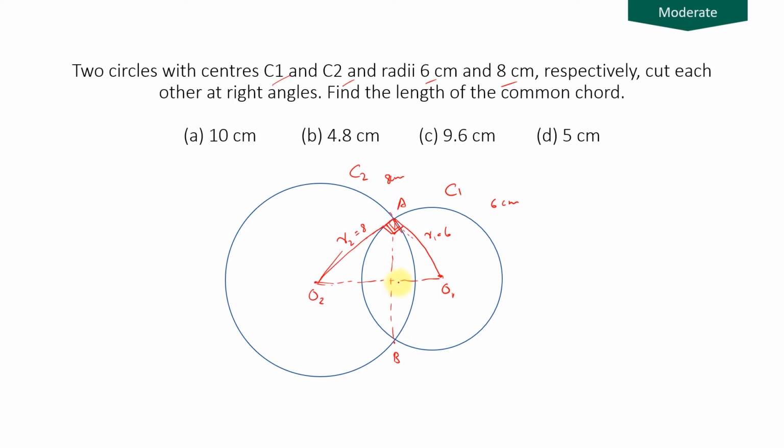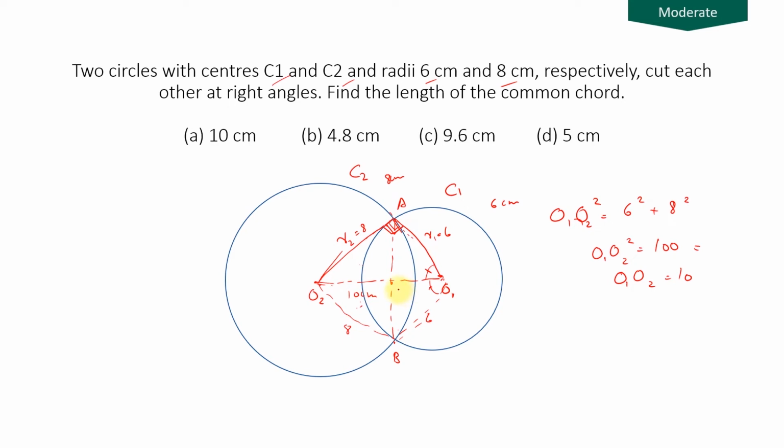Now first of all, we can easily find out O1, O2 distance. So we know that the base of this triangle is 6 cm, height is 8 cm, so hypotenuse is equal to 10 cm. So O1, O2 we know is 10 cm. Now for the triangle AO1, O2, the area of this triangle can be calculated in two ways. Now if we join O1 with B and O2 with B, you can see that the two triangles opposite to the line O1, O2, these two triangles are same. They are congruent since all the three sides of these triangles are same.